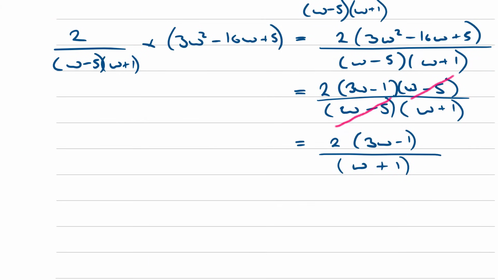I think what it wants, to make it into that form, is for me to multiply out the top part. Seems a bit counterintuitive, but let's do it. 6w minus 2 divided by w plus 1. Now that seems to be in the form required.